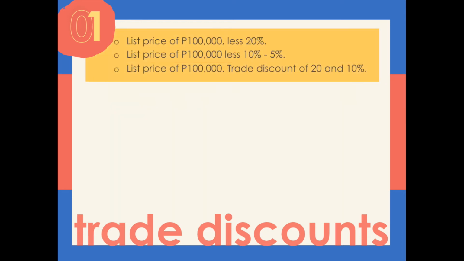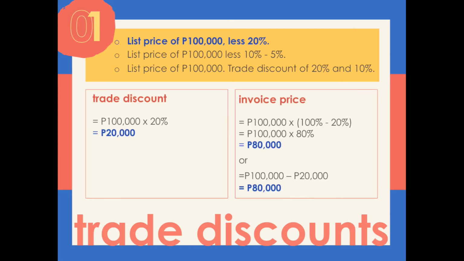So how do we compute for the trade discount? Let's take a look at these examples. First, list price of 100,000 pesos less 20%. 20% is the discount rate, so multiplying 20% by 100,000, we get the trade discount of 20,000 pesos. To get the invoice price, we can deduct 20,000 pesos from 100,000 pesos, or simply multiply 100,000 pesos by 100% less 20%, or 80%, and we get 80,000 pesos.